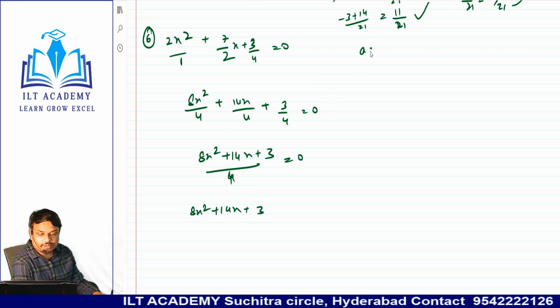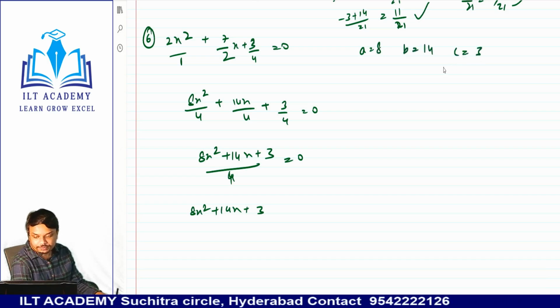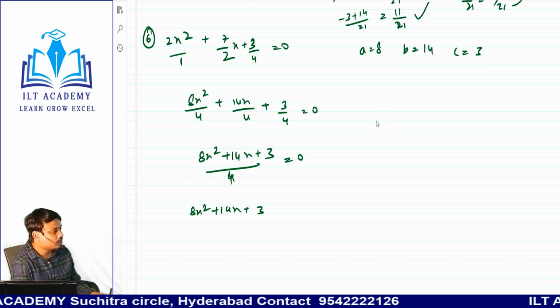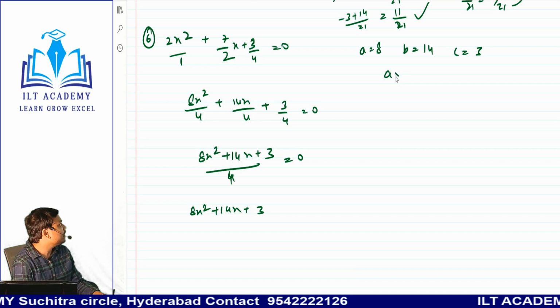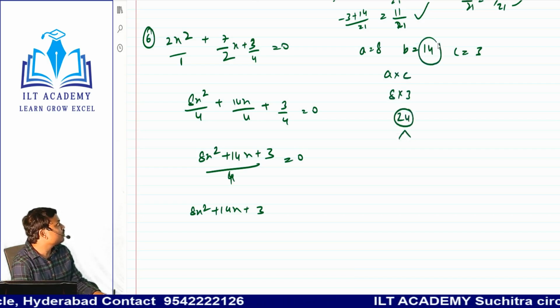Now what is a value? 8. What is b value? 14. What is c value? 3. Clear? Okay, ma. Now what is a into c? Which is 8 into 3, which is 24. Now 24, how you will split so that 14 comes?